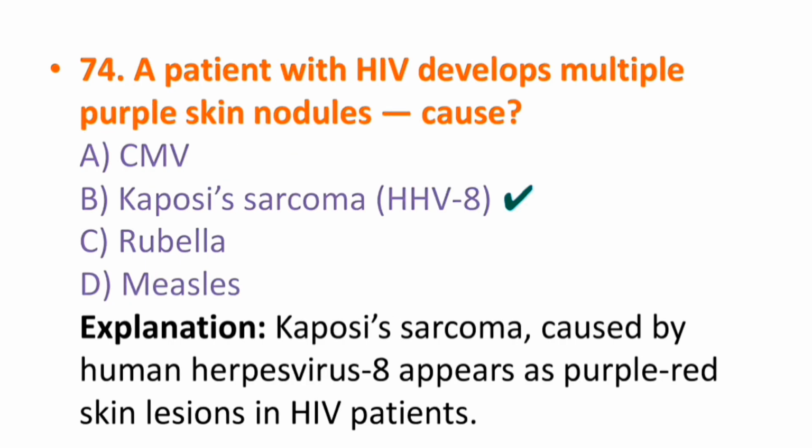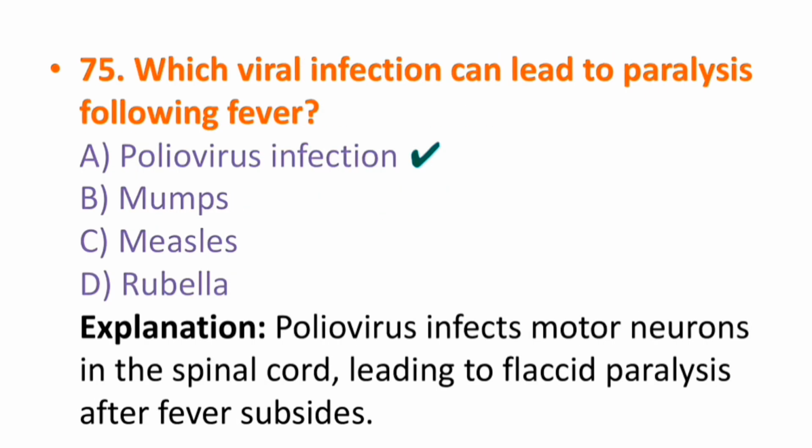A patient with HIV develops multiple purple skin nodules. What is the cause? Option A, CMV virus. Option B, Kaposi sarcoma, HHV8. Option C, rubella. Option D, measles. The correct answer is option B, Kaposi sarcoma. Kaposi sarcoma is caused by human herpes virus 8.